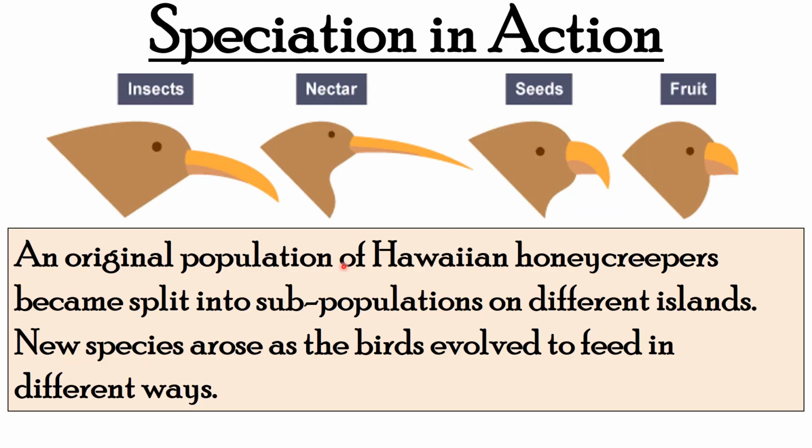So just another example: you've got this population of Hawaiian honeycreepers, and you can see they're not too dissimilar, but then over time natural selection has occurred based on the food that's available to them. They've got different foods, and they've changed so much genetically over periods of time that they can't interbreed anymore to produce fertile offspring.